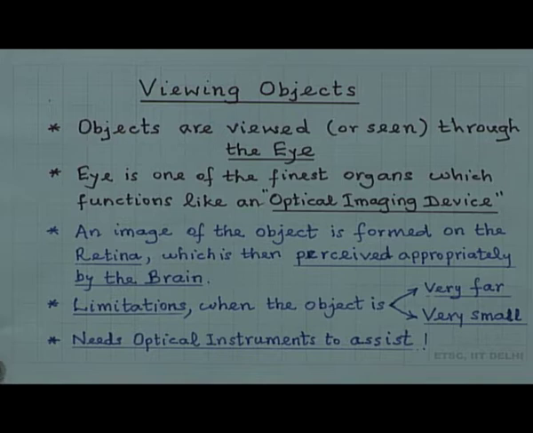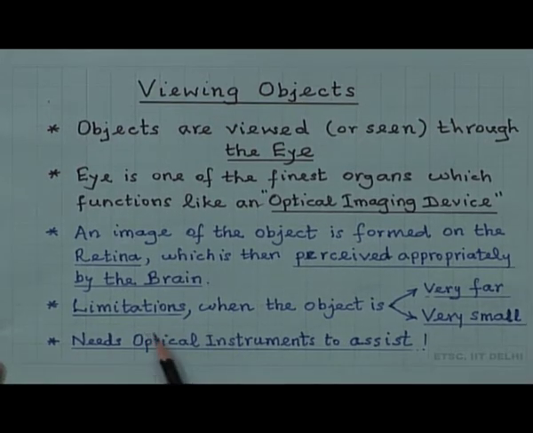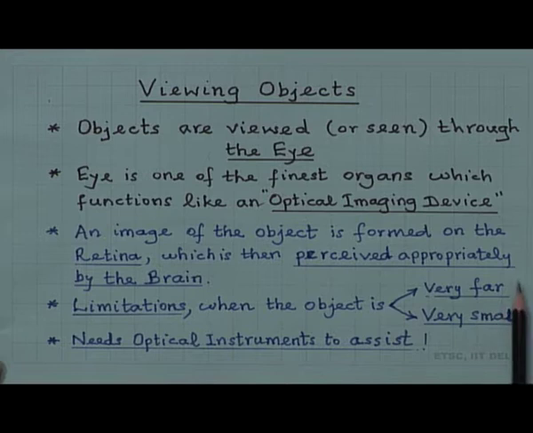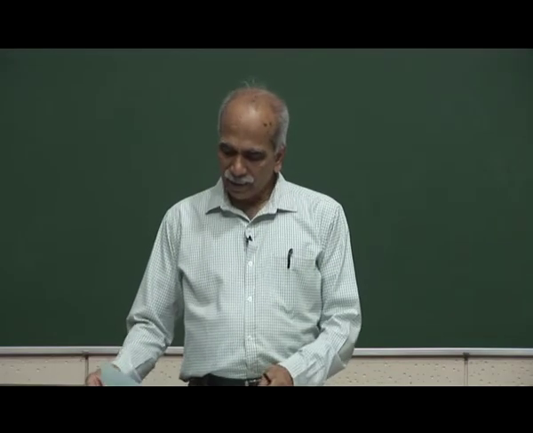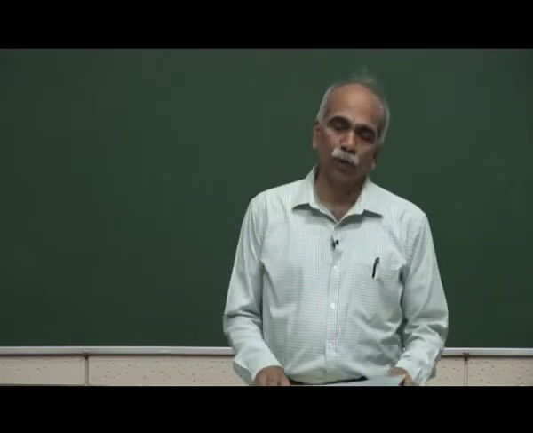Now, there are certain limitations. The limitations are when the object is very far, like celestial bodies, stars, distant galaxies, or when the object is very small, like microorganisms and very small objects, and then the eye needs some optical instruments to assist in viewing. So, that is what we mean by viewing objects and the need of optical instruments.